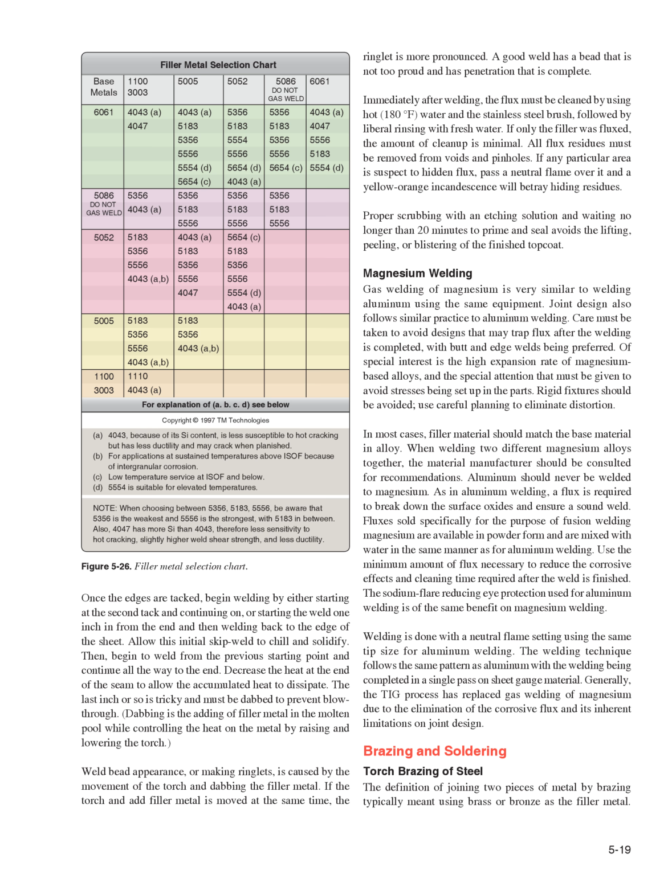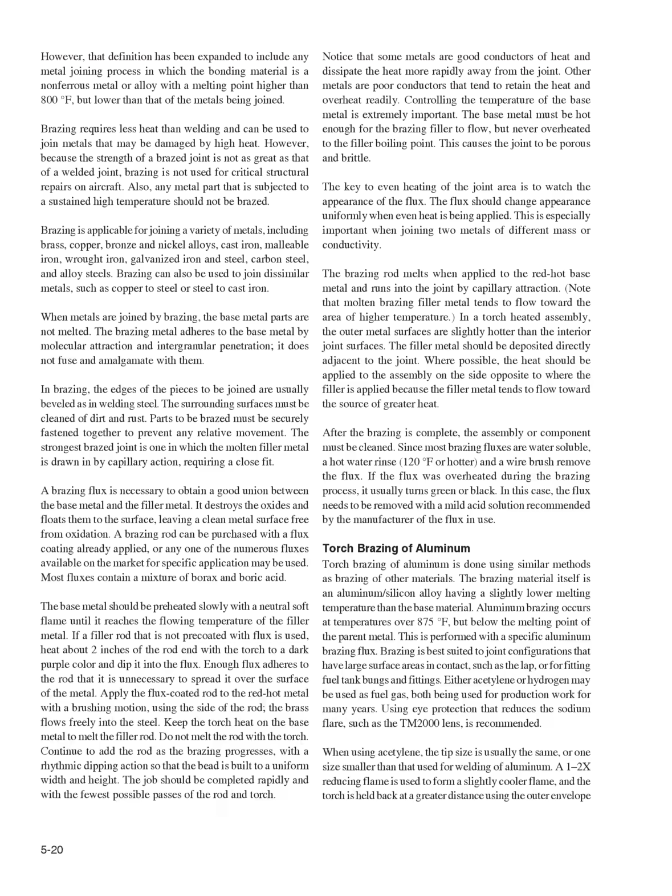Brazing and soldering. Torch brazing of steel. The definition of joining two pieces of metal by brazing typically meant using brass or bronze as the filler metal. However, that definition has been expanded to include any metal joining process in which the bonding material is a non-ferrous metal or alloy with a melting point higher than 800 degrees Fahrenheit, but lower than that of the metals being joined. Brazing requires less heat than welding and can be used to join metals that may be damaged by high heat.